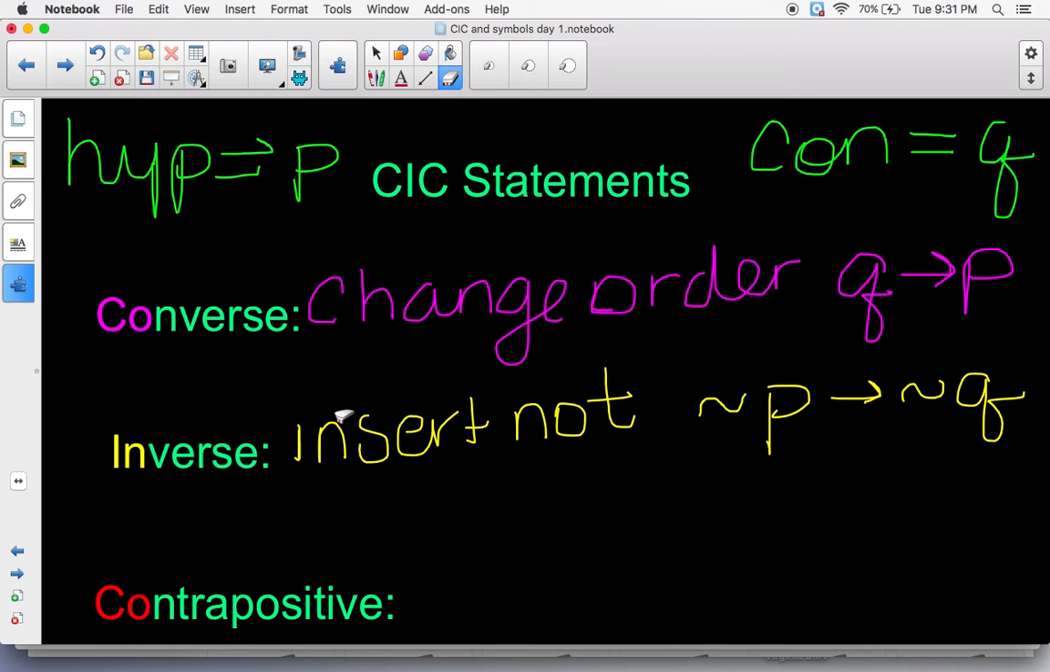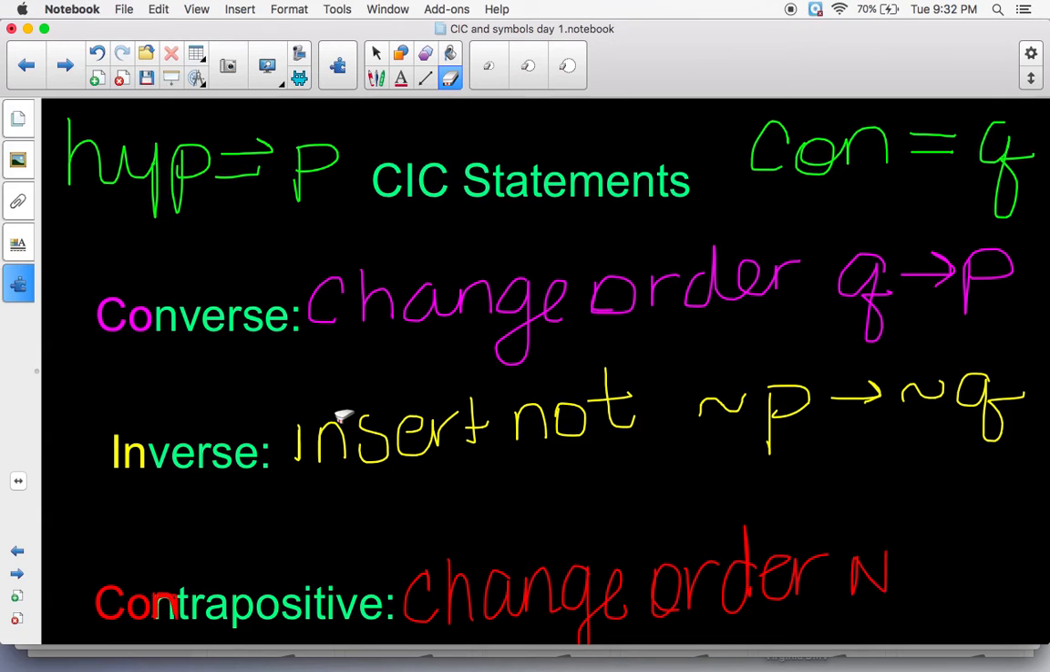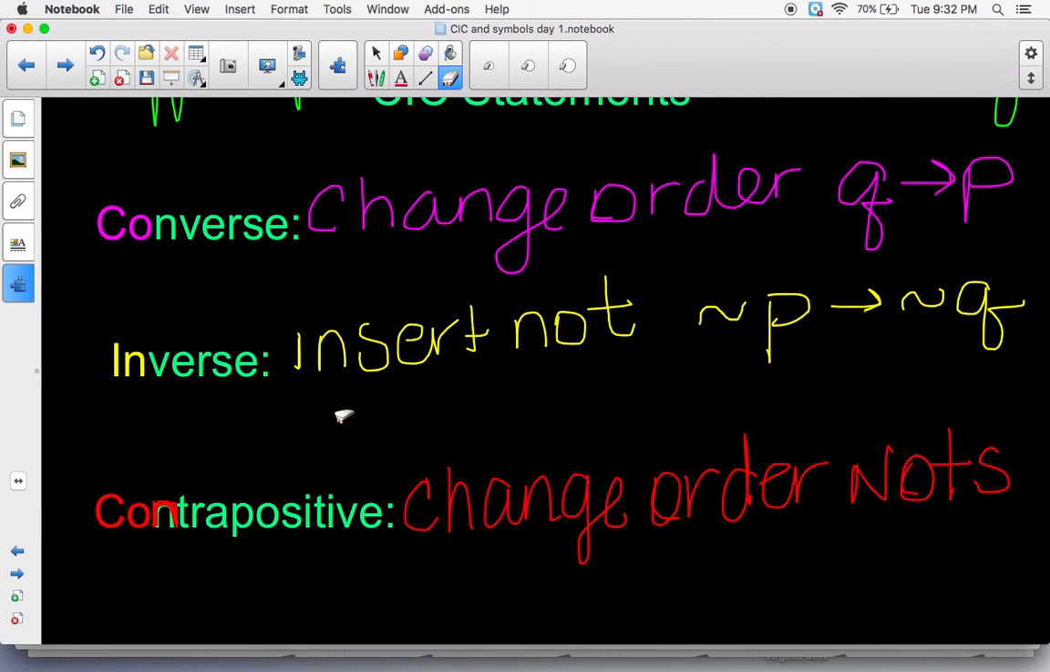And then contrapositive has three letters. It should have three letters that represent it because it's such a big word. So I'm going to color this in red as well, which means change order, because C means change, O means order, and you're going to put your nots in. So this is going to be change order and put nots in. So not Q, then not P. Okay?